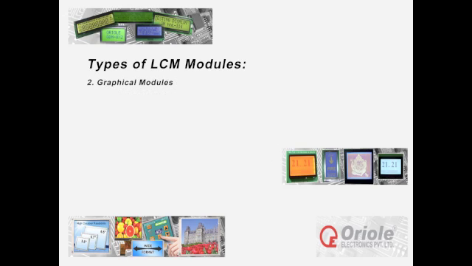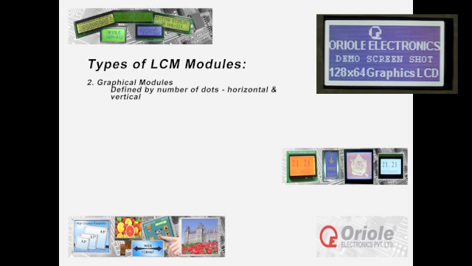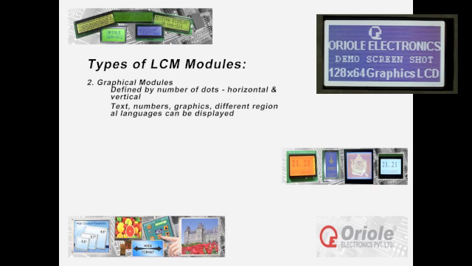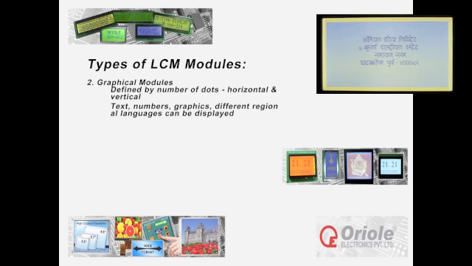Next, we'll be going on to graphical LCDs. So graphical LCDs, as the name suggests, are displays where you can basically display whatever you like. You can make text, you can make graphics, you can have fonts which normally aren't a part of the standard alphanumeric character set. So for example, if you have the Devanagari script or regional languages, Indian regional languages, all of these can be displayed in the graphics LCD.